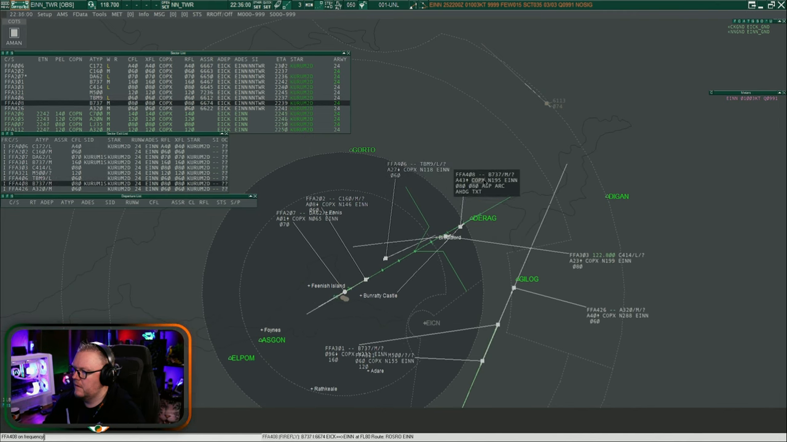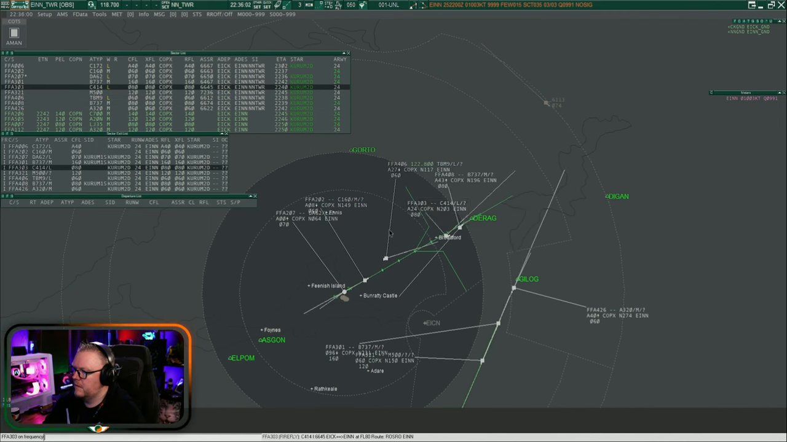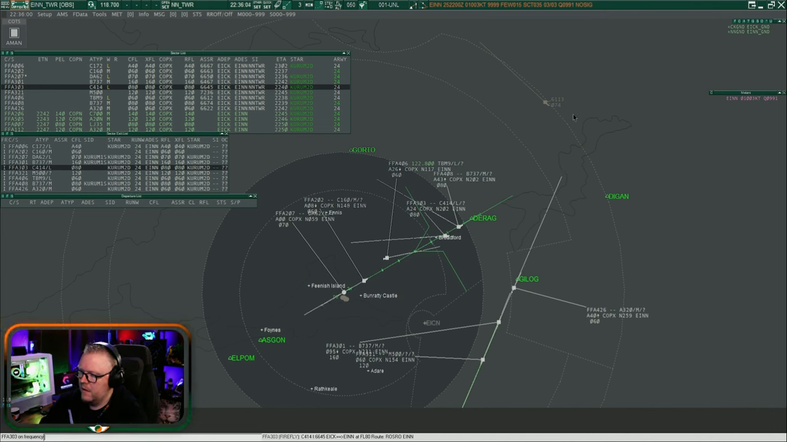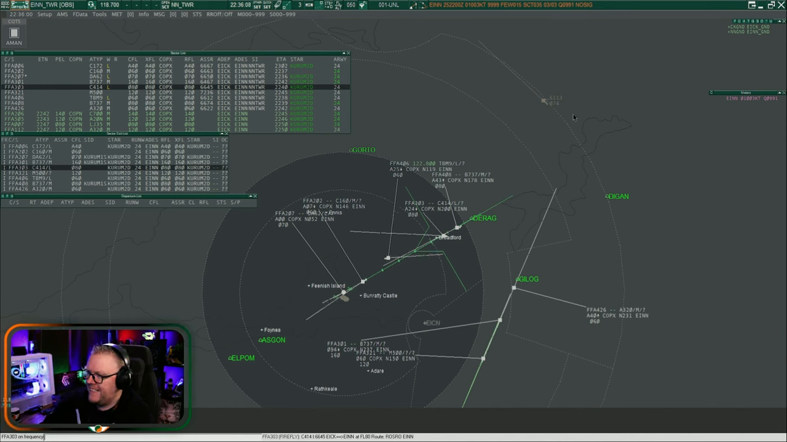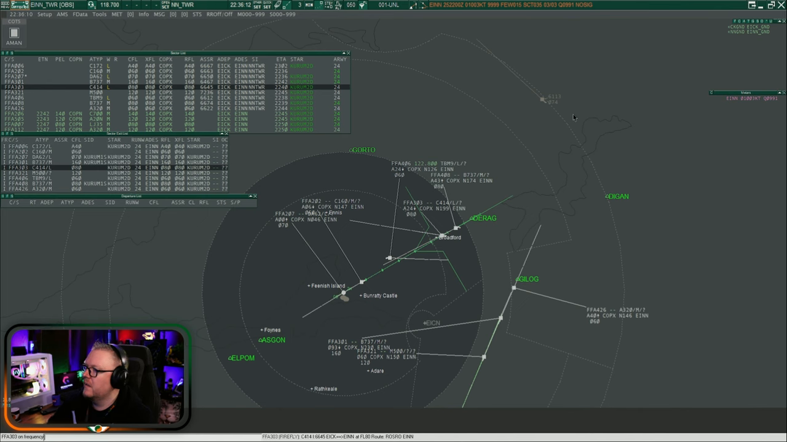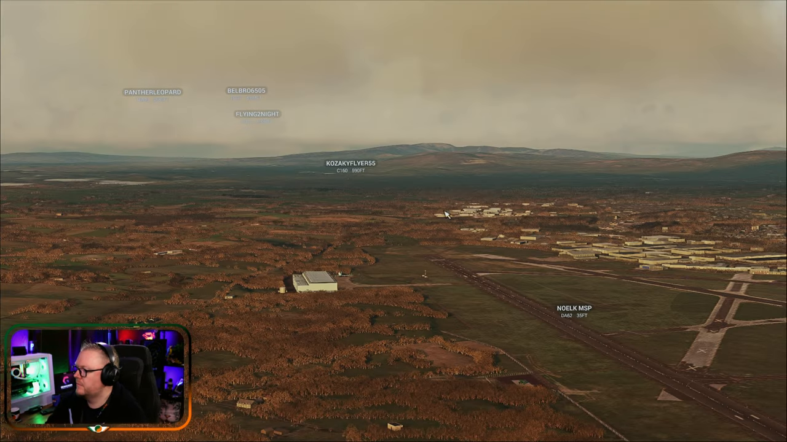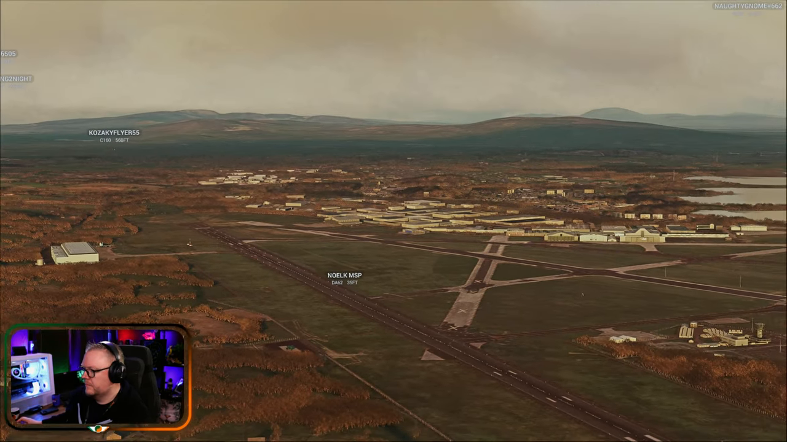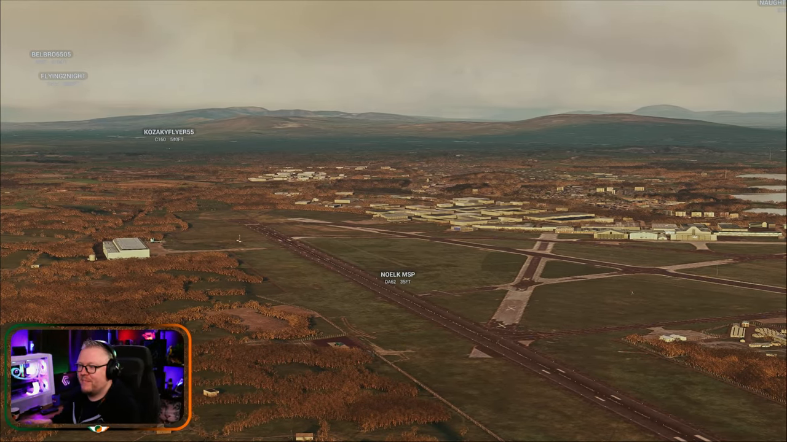Call you back when established on localizer. Firefly 426. Firefly 207, vacate at Alpha. High speed taxi approved. Contact ground 121.8. Firefly 207, high speed taxi, vacate at Alpha.